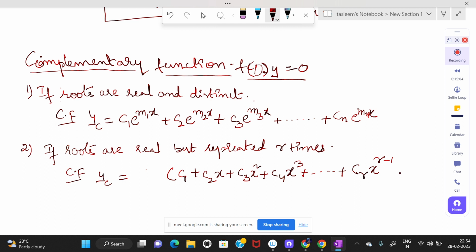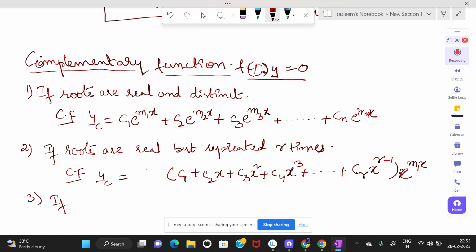You can write that over here also. Instead of writing it at the start, it's better to write it at the end. If the roots are real but repeating r times, suppose your roots are repeating thrice, then you're going to write c1 plus c2x plus c3x square, close it, e to the power of the root. Whatever root you got, you're going to replace it.